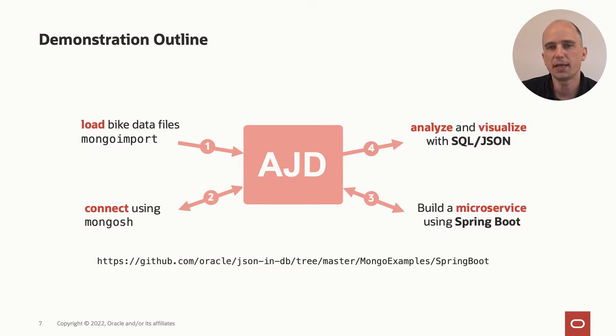And so we're going to take this bike data, we're going to load it into the database using Mongo import. We're going to connect to the database using Mongo's command line tool, Mongo SH. Then we're going to build a small REST service using Spring Boot. And then finally, we're going to show how you can analyze and visualize this JSON data using SQL JSON.